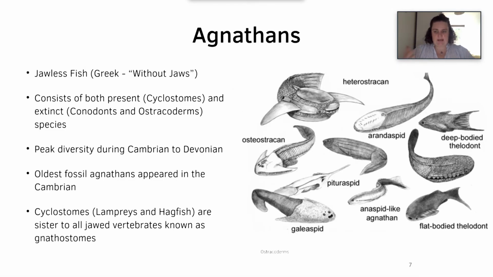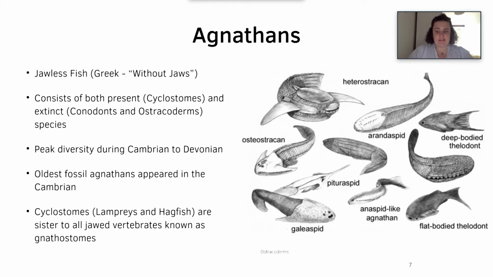Agnathans is Greek, and it means without jaws. They consist of both present and extinct species of organisms. The cyclostomes include lampreys and hagfish, and then conodonts are a weird group that we're not really sure as paleontologists what they actually are, and Ostracoderms, which are other jawless fish, as you can see on the right.